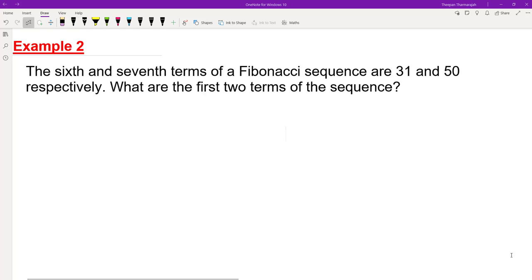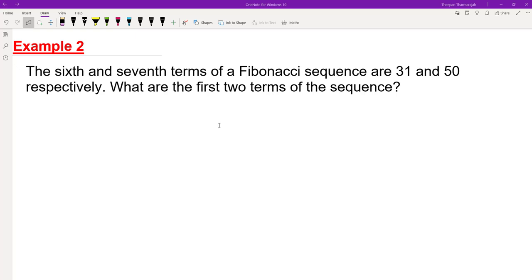Here's the next example. The 6th and 7th terms of a Fibonacci sequence are 31 and 50 respectively. What are the first two terms of the sequence? So if you want to try this question, you can pause the video. When you're done, I will go through my worked solution.